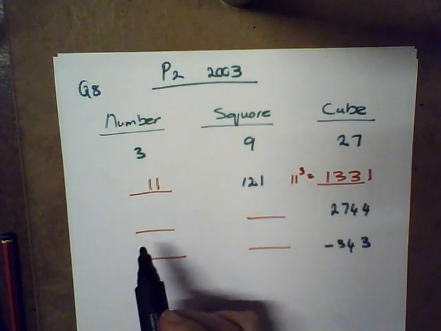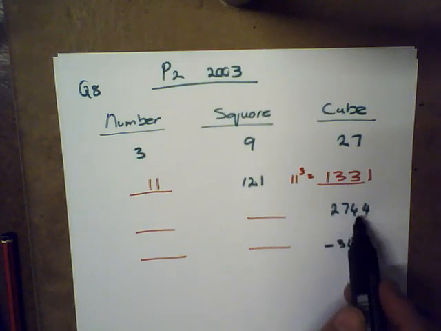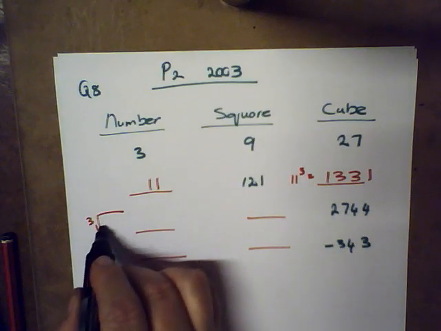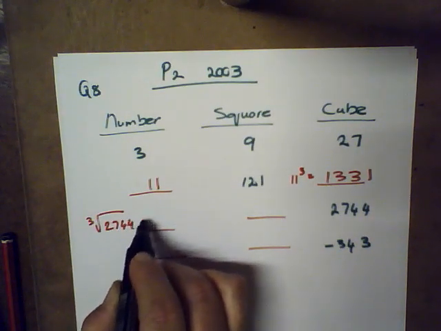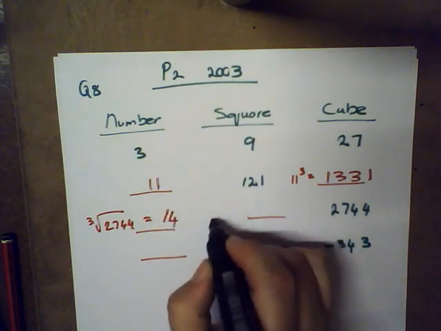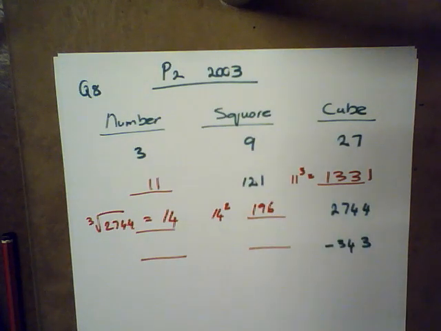Now this one, 2744. If I take the cubic root of 2744, that would give me my answer of 14. And if I take this 14 and I square it, I will get 196, and that's my second answer.